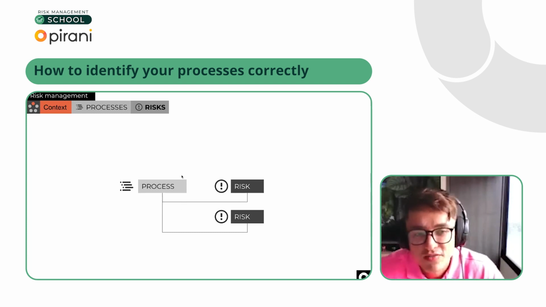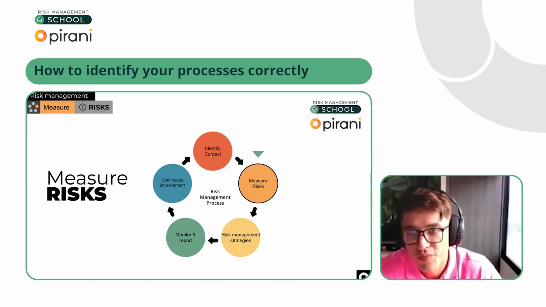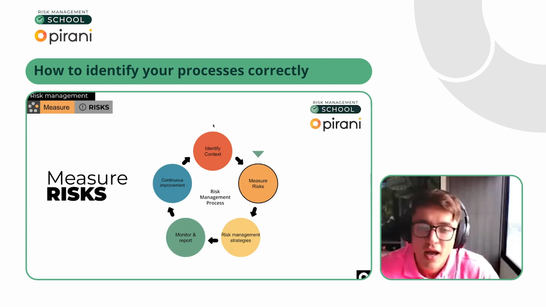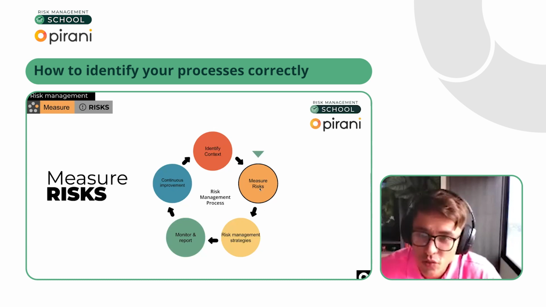So once we identify the processes and the risks of my company, the next step will be to measure them, right? So we talked about identifying context, processes and risks, and now we're going to measure the risks. That will be the second step in the risk management cycle. So how can we do this?